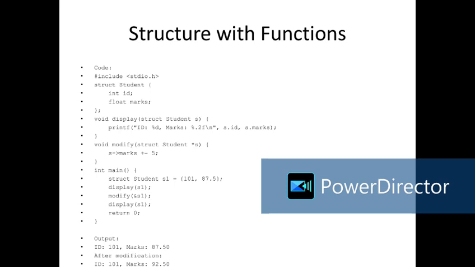In main, we declare and initialize s1 with id 101 and marks 87.5. First, we call display on s1, and it prints the original values. Then we call modify on s1, which increases the marks by 5. Finally, we display s1 again and we will see the marks are now 92.5. This demonstrates how structures and functions can work together, and how pointers enable modification of original data.